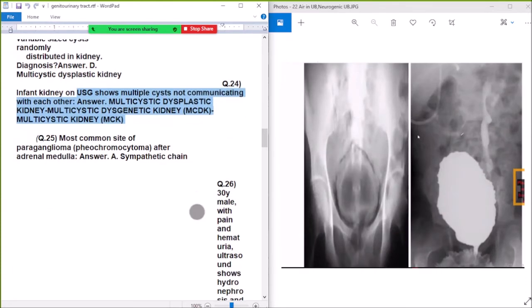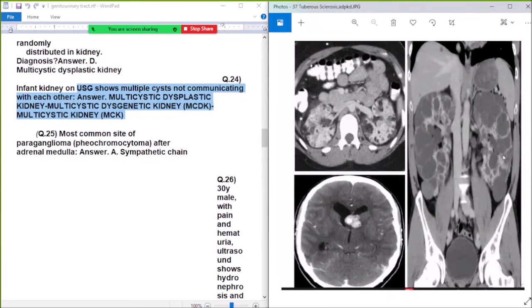Question 25. Most common site of paraganglioma? After the adrenal medulla, the most common site of paraganglioma is the sympathetic chain.